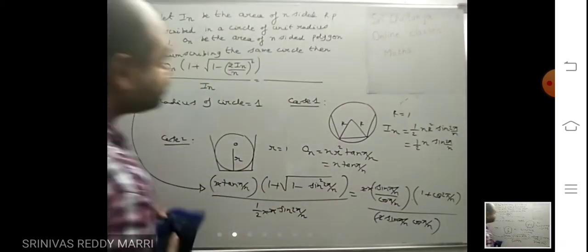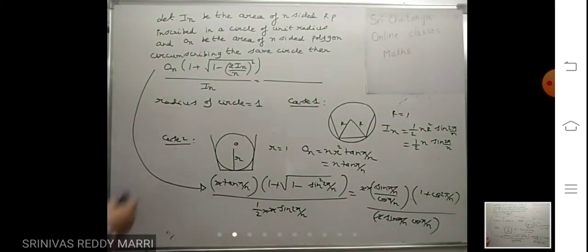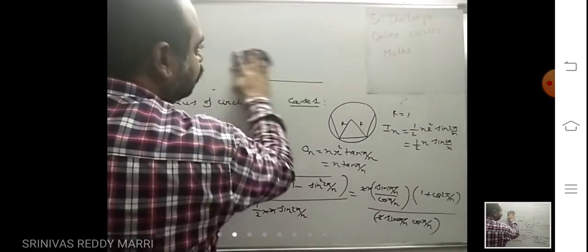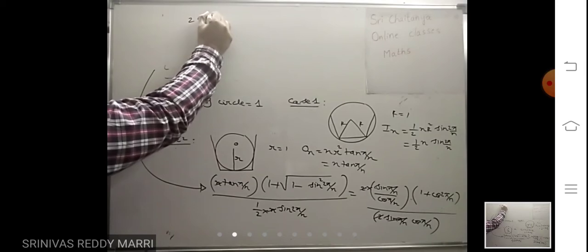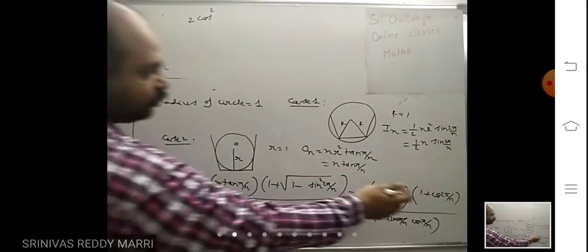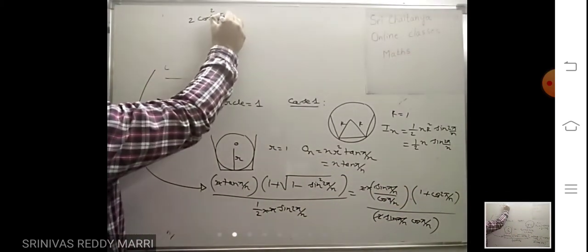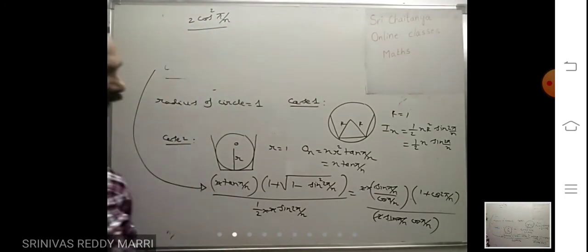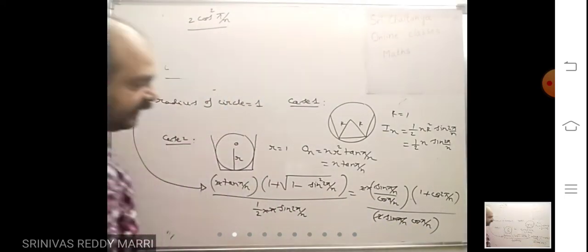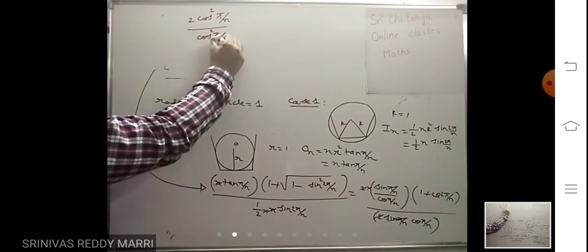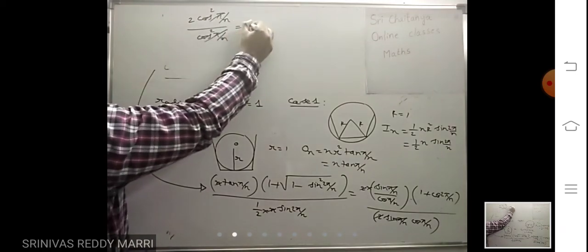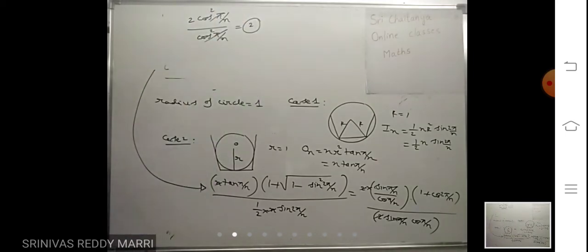This 1 plus cos 2 pi by n, I can write 1 plus cos theta equal to 2 cos square theta by 2. That means this is nothing but 2 cos square theta by 2. 2 pi by n divided by 2 means what? Pi by n. Now here cos pi by n into cos pi by n, that is nothing but cos square pi by n. This and this will get cancelled. So answer is what? 2. If any doubt is there, raise your hand.